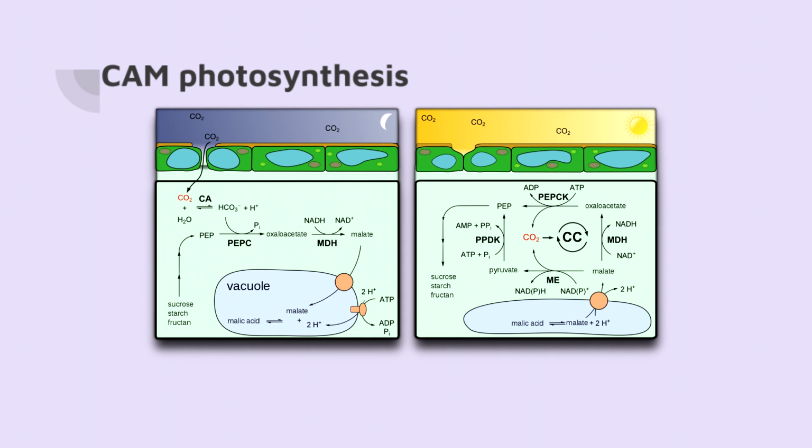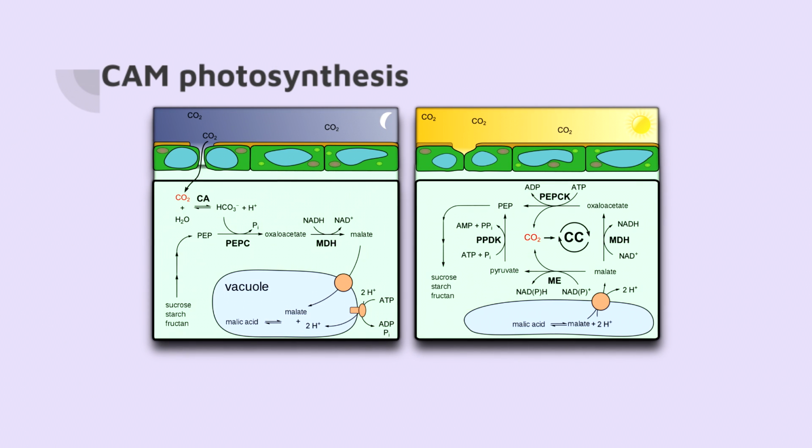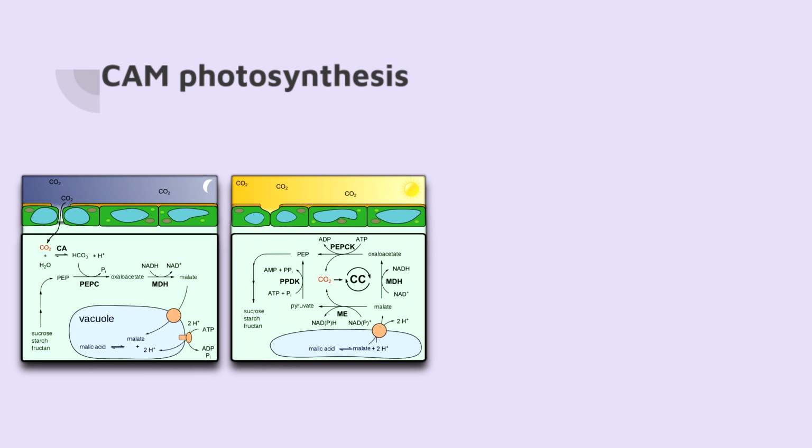CAM photosynthesis begins at night when the stomata open, allowing CO2 to diffuse into the cytoplasm of the CAM mesophyll cells. In the cells, CO2 reacts with OH- to form HCO3-, which is catalyzed by an enzyme known as PEP carboxylase. Then, PEP carboxylase catalyzes PEP to form oxaloacetate. Oxaloacetate then takes an electron from NADH and is catalyzed by MDH, which is malate dehydrogenase. This is then converted into other organic acids, such as malate. These acids are stored in the vacuoles of the cell until daytime.